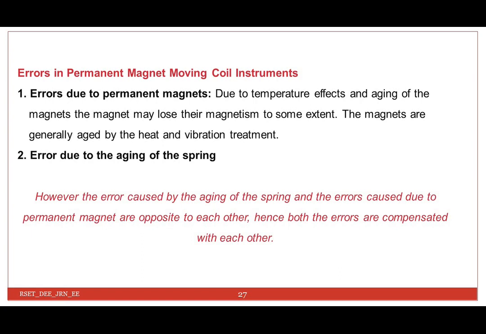Now, there are three errors taking place in moving coil instruments. So, an insight into the errors. Errors due to permanent magnets, due to temperature effects and aging of the magnets. The magnet may lose its magnetism to some extent. The magnets are generally aged by heat and vibration treatment. Now the second type of error is due to aging of the spring, which provides the controlling torque. However, the error caused by the aging of spring and the errors caused to permanent magnets are opposite to each other. Hence, both the errors are compensated with each other. So, these two get cancelled out.